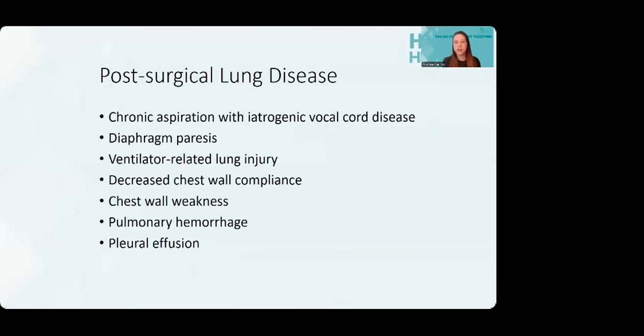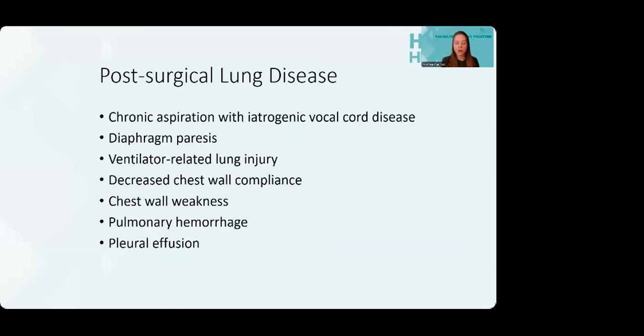Sometimes what we do to treat our patients with surgery can also result in other complications. So post-surgical lung disease is quite common. In the process of the surgery, there can be nerve damage that causes vocal cord motility issues. And in patients that aren't able to close their vocal cords, they're more likely to aspirate, which obviously can cause long-term pneumonitis. They can have injury to the nerves of the diaphragm that cause the diaphragm not to move well, either on one side or on both sides.